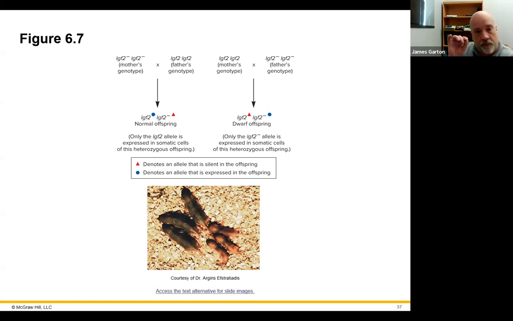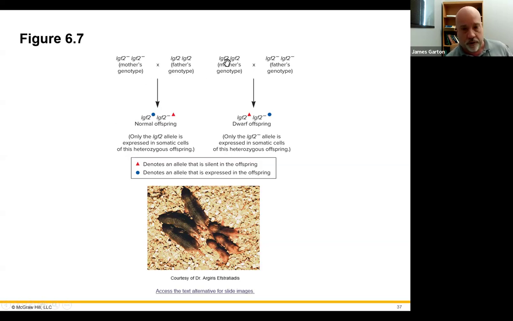You have a mother whose genotype is IGF2 minus, IGF2 minus. So she is homozygous recessive. She will be dwarf. The father's genotype is IGF2, IGF2. He is homozygous dominant. He will be normal sized. All the offspring will be heterozygous, but they will have inherited the IGF2 normal allele from their father and the IGF2 minus allele from their mother. All of these heterozygotes will be normal sized.